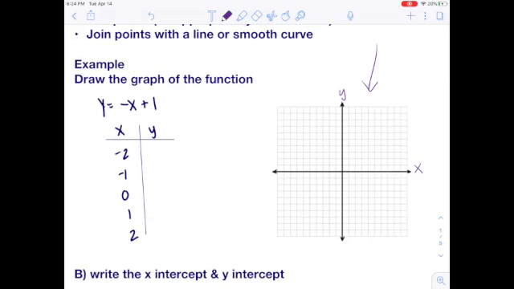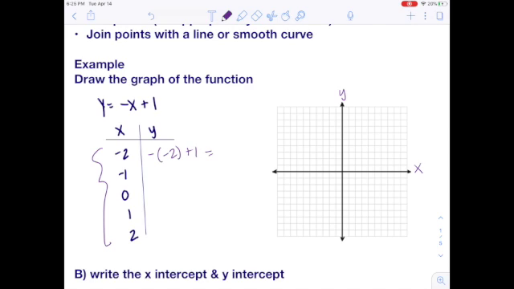In our first example, we've got: draw the graph of the function y equals negative x plus 1. Just like from Algebra 1, you're going to plug in your x values. I usually call these the Fab Five. Your favorite x values are usually negative 2, negative 1, 0, 1, and 2. You want some positive values, 0, of course, and some negative values. For most functions you're going to be using negative 2, negative 1, 0, 1, and 2 for your x values.